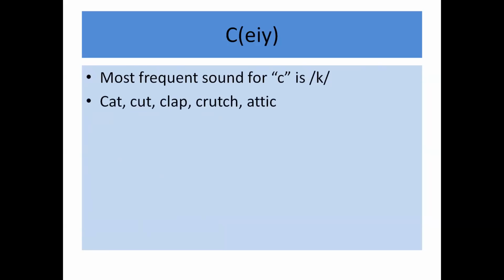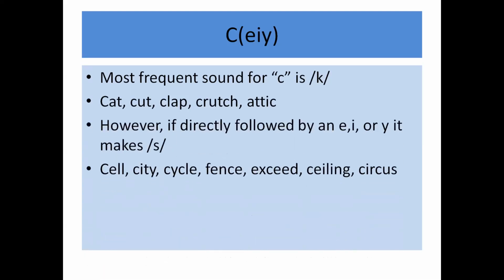C-E-I-Y. This was on the sheet from the first session, but I didn't really get much of a chance to address it, so I just wanted to take a moment now. The most frequent sound for a C is K, like in cat and cut and clap and crutch and attic, okay? However, if it's followed by an E, I, or Y, that's when it makes this S sound. So here, there's an E, there's an I, there's a Y: cell, city, cycle.